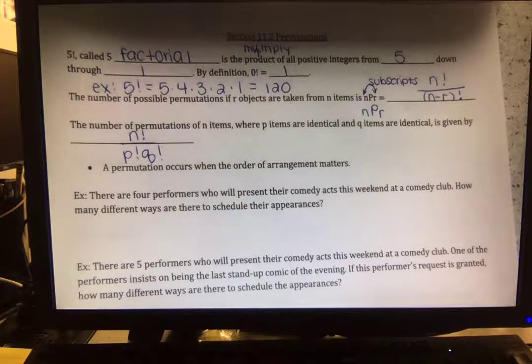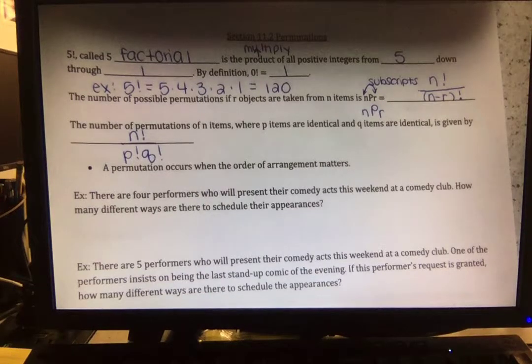So there are 4 performers who will present their comedy acts this weekend at a comedy club. How many different ways are there to schedule their appearances? So automatically I know it's a permutation, because there's 4 performers and we need to know what order they're going to be in. So order matters. So I know to use a permutation, and it's in the permutation section. Kind of cheating.